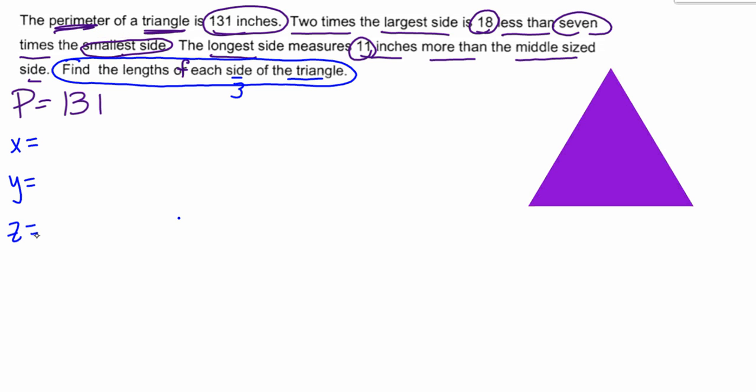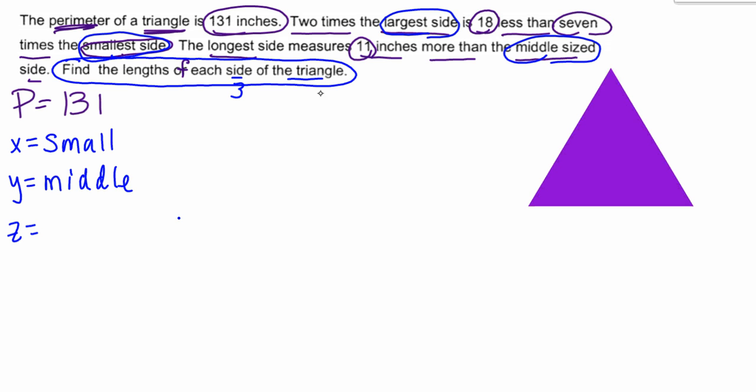Well, in a triangle, it mentions a couple things. It says smallest side, largest side, and middle-sized, right? So I'm going to let X be the small, doesn't matter, no judging. Then Y will be the middle, and Z will be the large. It doesn't matter which one you call which, because these are just variables holding a place value. When we get done, in your answer, you'll actually identify what X, Y, and Z will equal.